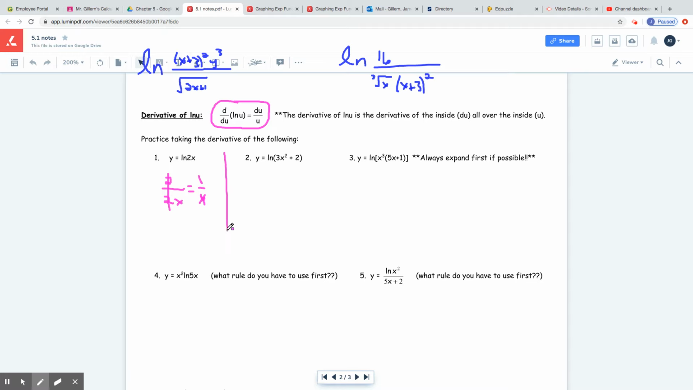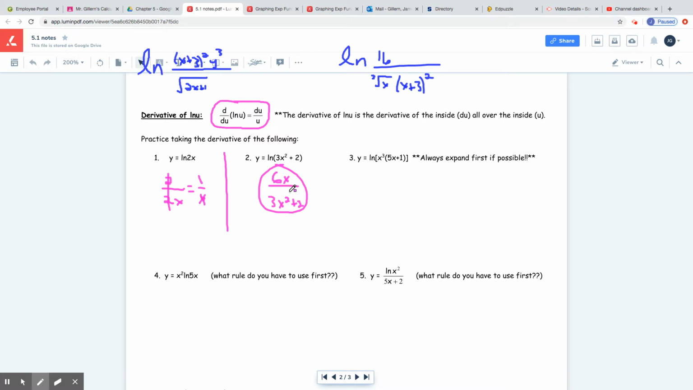Now, natural log of 3x squared plus 2. It's the derivative of the inside over the inside. So what is the derivative of the inside? The derivative of 3x squared is 6x, and the derivative of 2 is 0, so it's just 6x over the inside, which is 3x squared plus 2. So there's your derivative: 6x over 3x squared plus 2. The derivative of the inside over the inside.